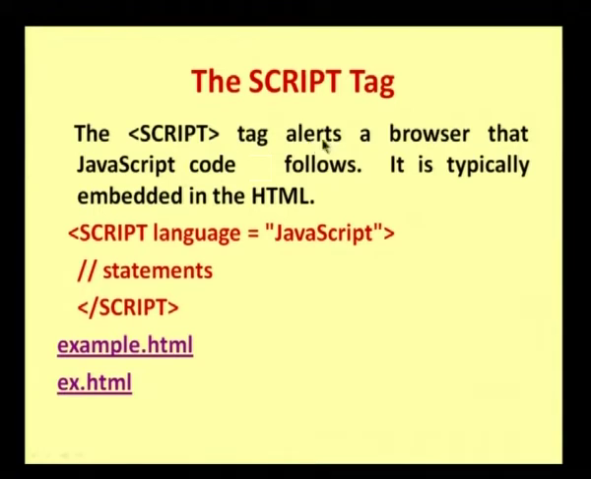The script tag alerts a browser that JavaScript code follows. It indicates to the browser that some scripting code has to be executed with the help of this program. So, the syntax is script language equal to JavaScript. Script is the tag, language is the attribute and the value is JavaScript.